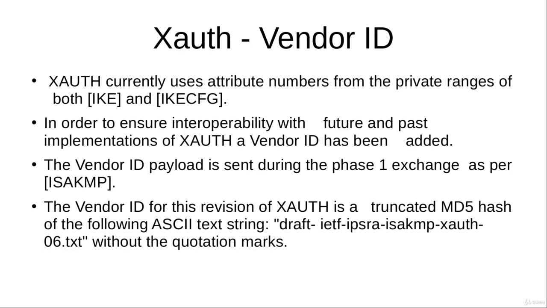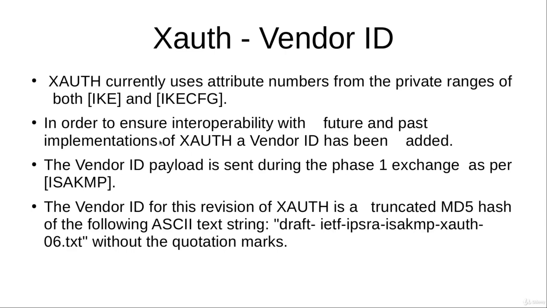In order to ensure interoperability with future and past implementations of XAUTH, a vendor ID was introduced. The vendor ID payload is sent during the Phase 1 exchange. The vendor ID will be the RFC name that will be MD5 hashed. You would be able to see the name in a Wireshark packet capture. For example, the name here is for draft of IKE CFG auth version 6. It's a hash of that name.